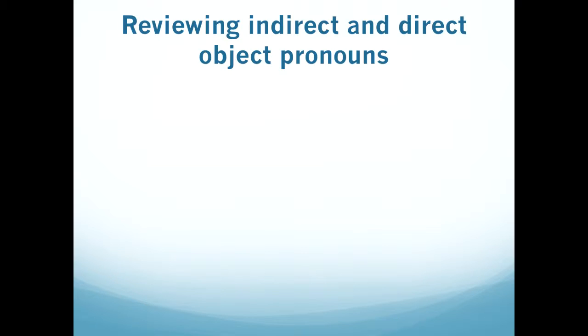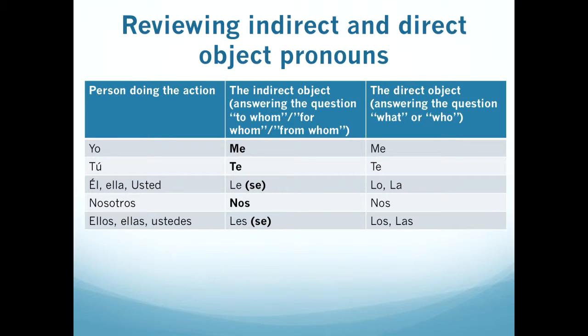Reviewing indirect and direct object pronouns. We're not going to spend a long time on this. You can go back to look at previous chapters or grammar points on the indirect and direct object pronouns. We're going to look at these very quickly, cursorily, and then look at the reflexive pronouns and how they're made. The person doing the action, as we saw before, are subject pronouns, yo, tú, él, nosotros, ellos.